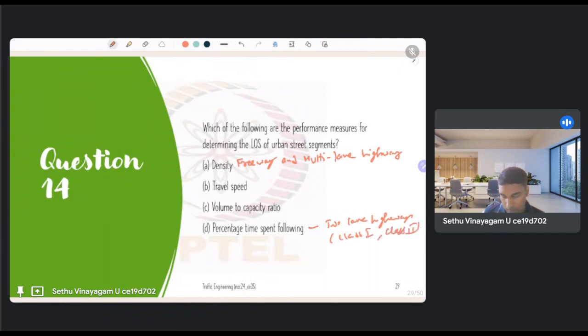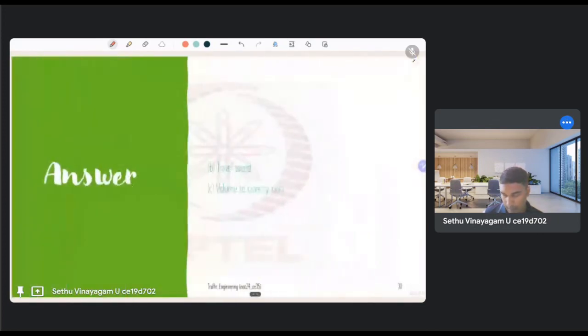Right? For urban street segments, we use two performance measures. They are the travel speed and volume to capacity ratio. So travel speed is a measure of the delay that is experienced by using the facility, whereas the volume to capacity ratio is a measure of the through movement efficiency. So these two measures are used together when the LOS is determined for an urban street segment. So the right answer is option B and option C.